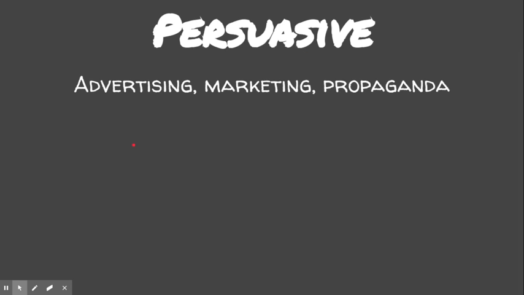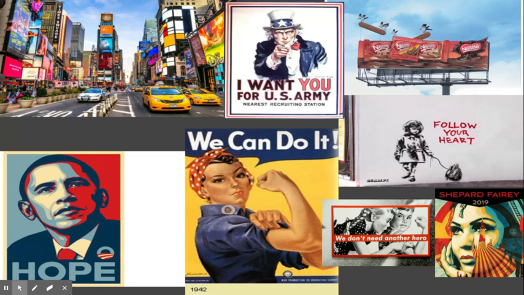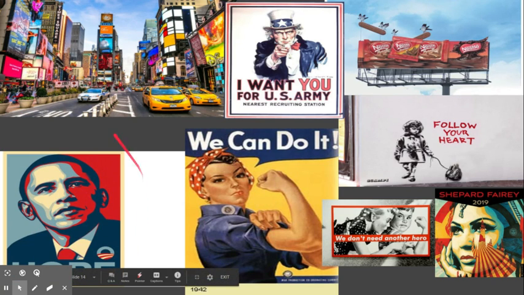Persuasive. This is probably my favorite to look at with what you guys do, because I like to see what causes you're passionate about. But Persuasive are the artists that are responsible for advertising, marketing, and creating propaganda. So when we're talking about Persuasive, some good art history and examples to look at are Shepard Fairey. He's responsible for this hope image, and down here, this image also.